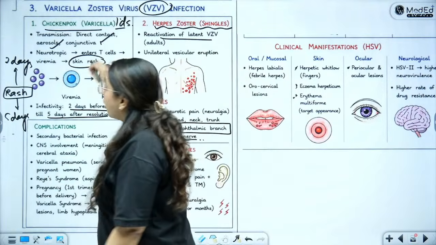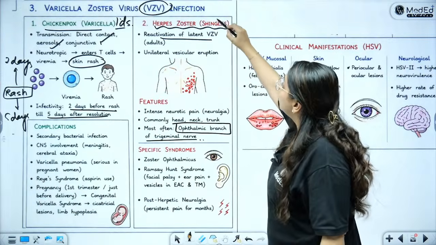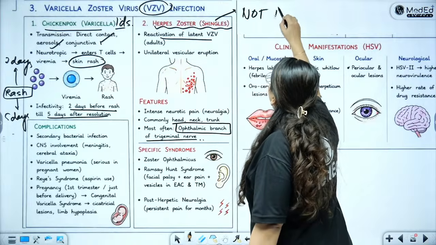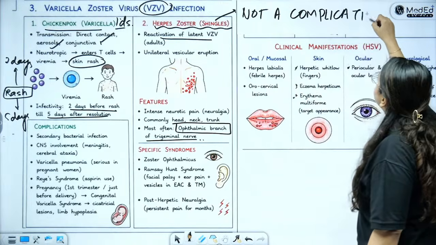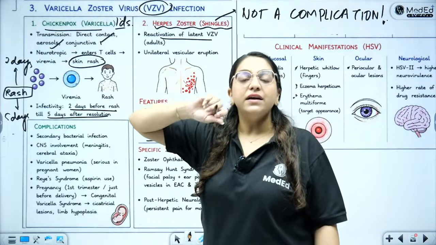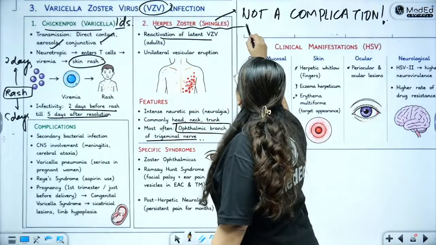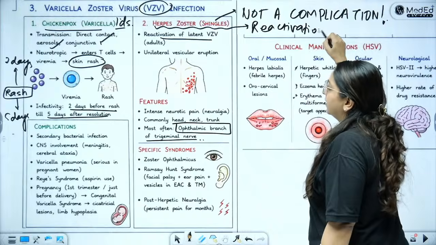But what are the complications? Now please understand that shingles or zoster is not a complication. Not a complication. Please highlight this. It is not a complication. Okay, it is a reactivation. What is it? It is a reactivation of chickenpox. It is a reactivation, okay?